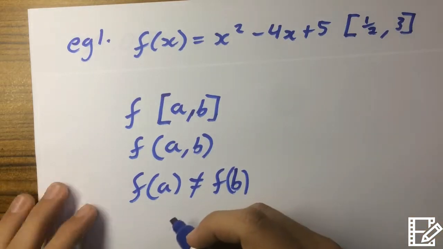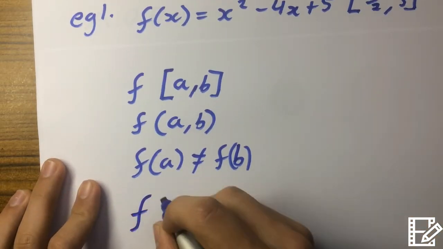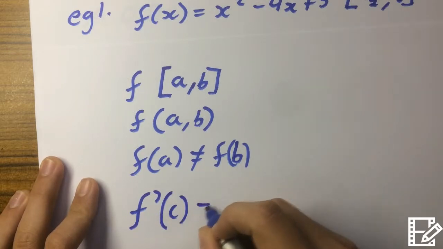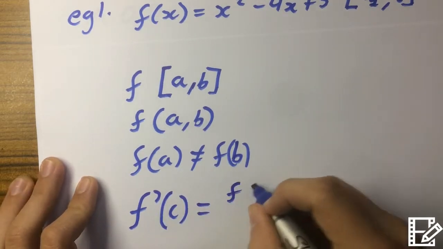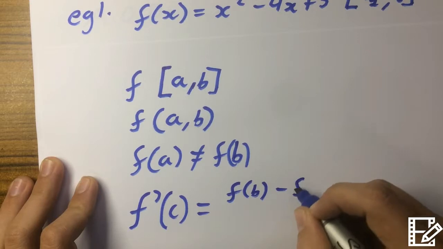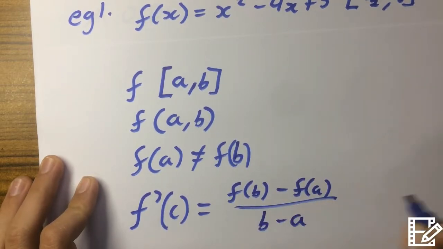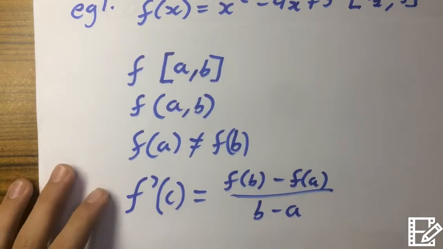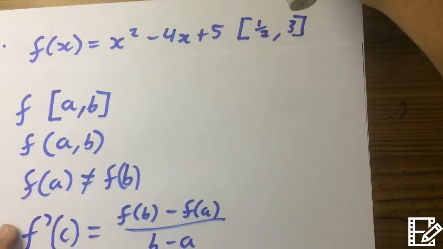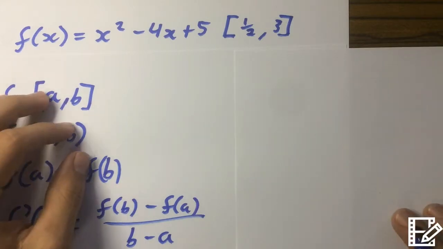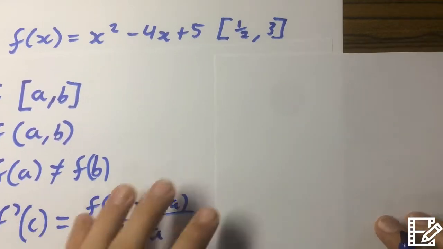And the formula we'll be using, if all three of these are met: the derivative of c equals the function of b minus the function of a, all over b minus a. So let's find out if all these first three are met. If these first three are met, then we do this at the bottom.